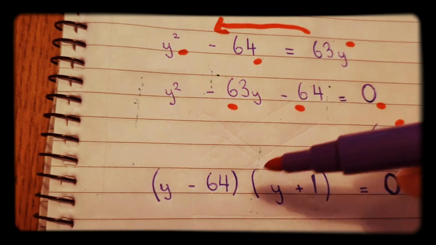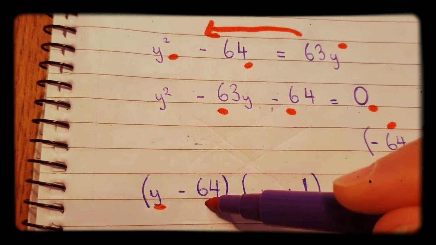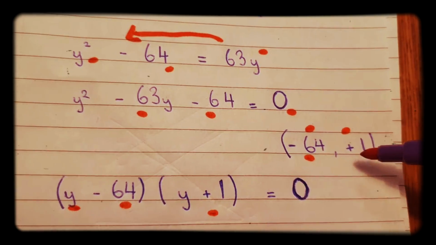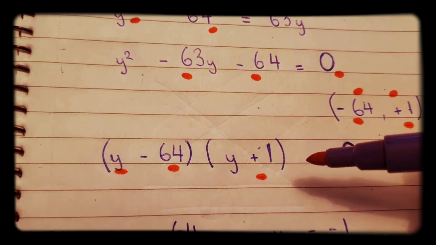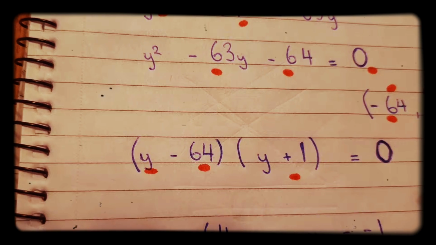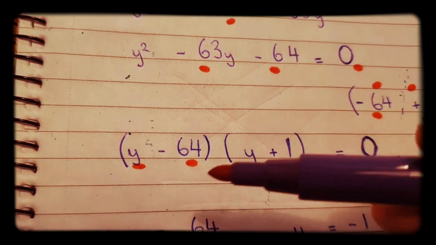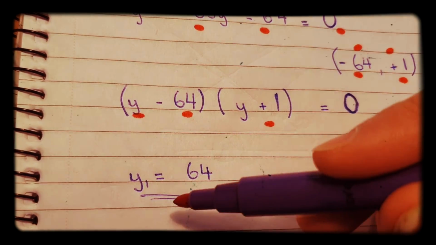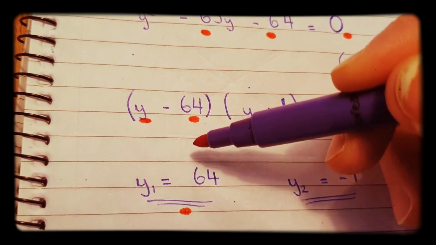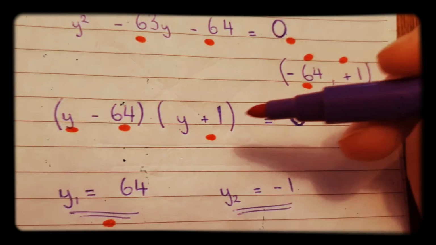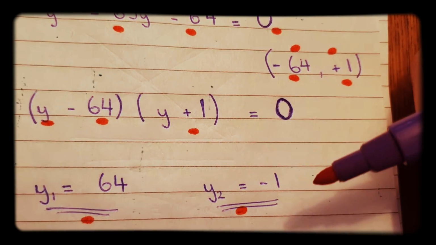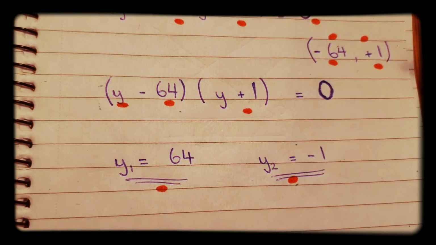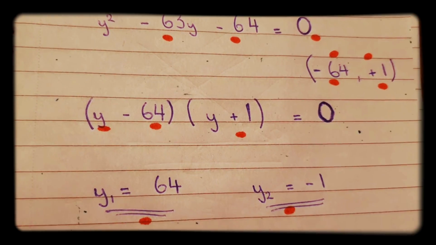You put these figures in here, so y minus 64, that's where that comes from, and then y plus 1, that's where that comes from, and then that equals 0. Once you have these two brackets, we will have our y values. So y1 equals positive 64, and y2, the second value of y, equals minus 1. And that's how you solve a quadratic equation using factorizing.